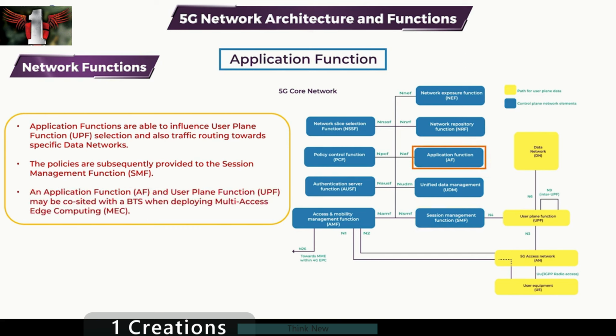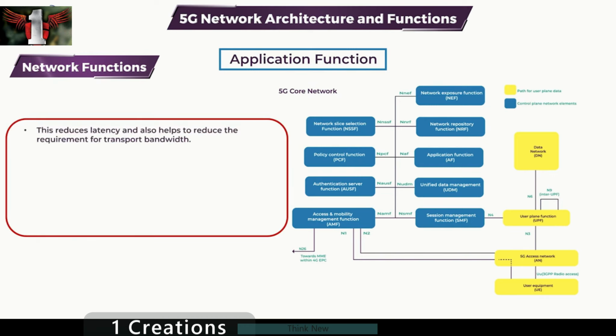An application function and user plane function may be co-located with the gNB when deploying multi-access edge computing. MEC provides the benefit of keeping the service content physically close to the access network. This reduces latency and also helps to reduce the requirement for transport bandwidth. The MEC application function interacts with the PCF to request that the SMF selects the MEC UPF for the appropriate PDU sessions and also that those PDU sessions are routed towards a local content server.